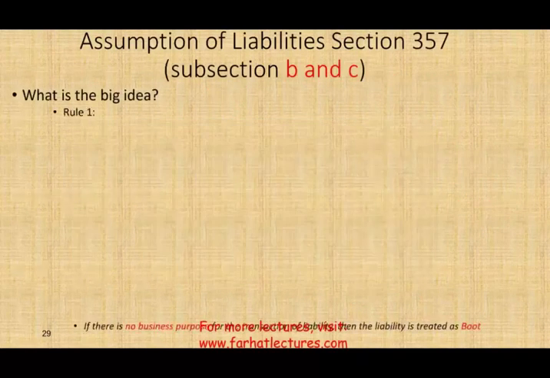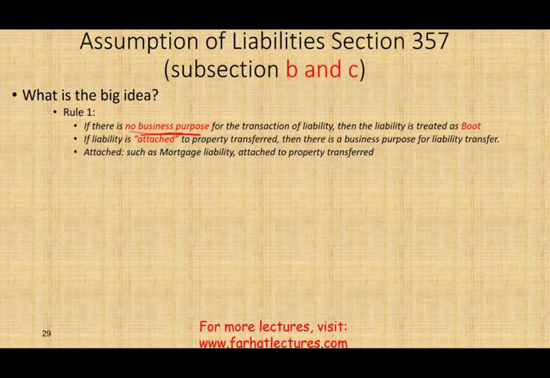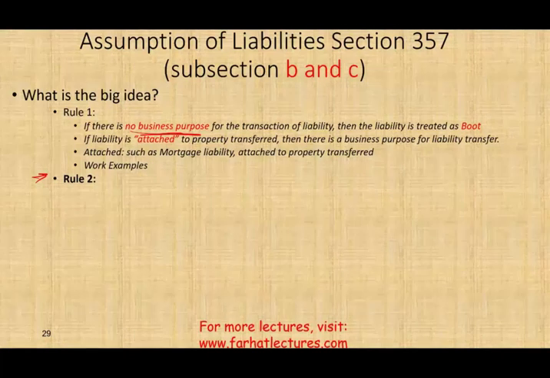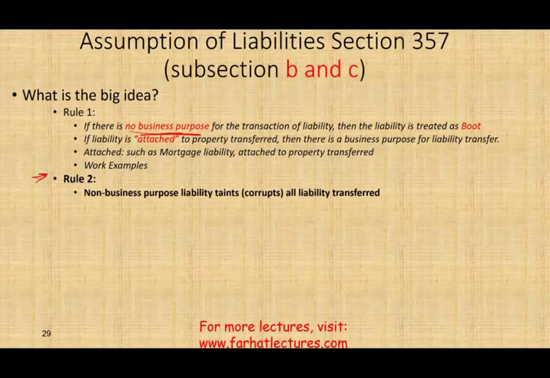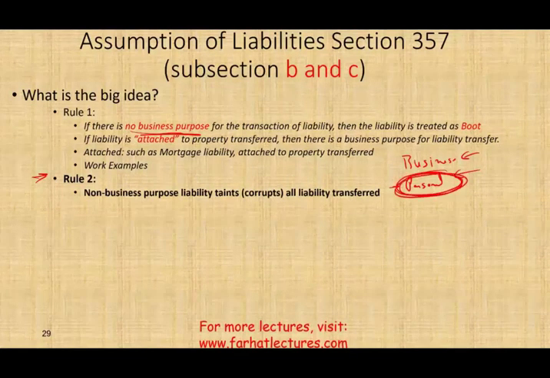Now, as we talked a minute ago, we looked at rule number 1 when there's no business purpose, and we worked a couple of examples. Now let's look at rule number 2. Rule number 2 basically states that if there's a non-business purpose liability, it taints all the liability transferred. What does that mean? Let's assume you transfer a property. Part of the liability is for a business purpose, and part is personal. So part of it is a legitimate business loan, but part of the liabilities you transfer is for personal use. Once you have a personal loan against that property or within the deal, it corrupts all the liability. So everything else becomes a boot. Everything is now triggered into a boot.